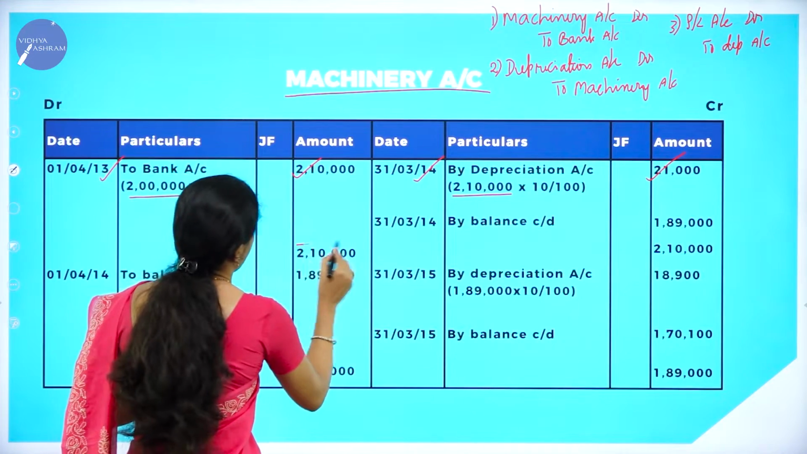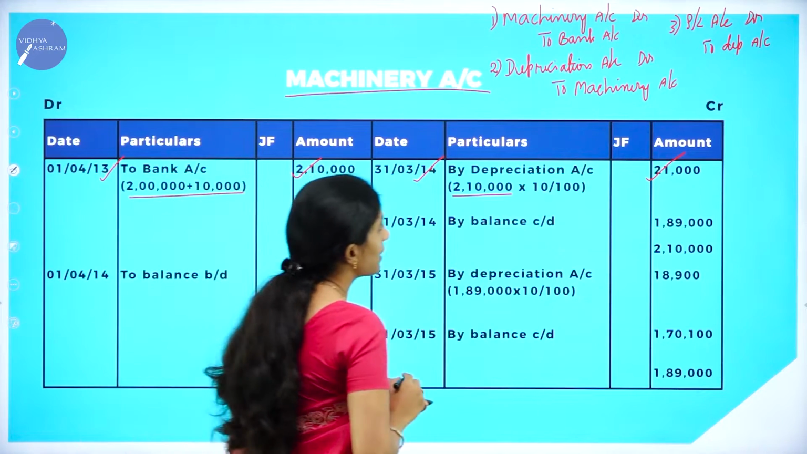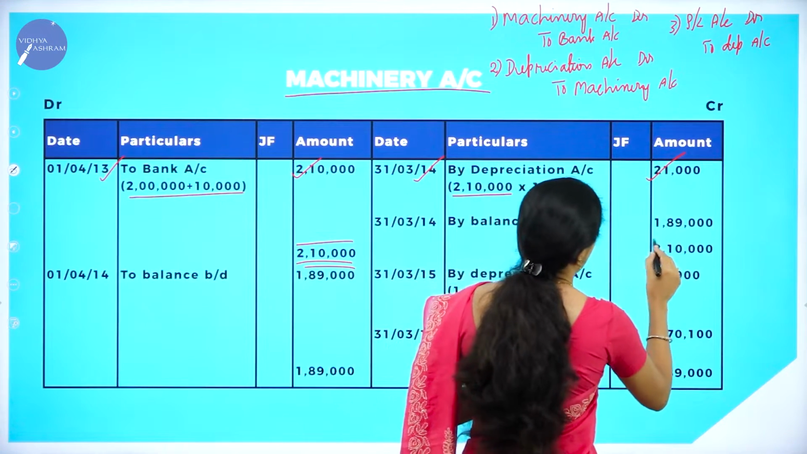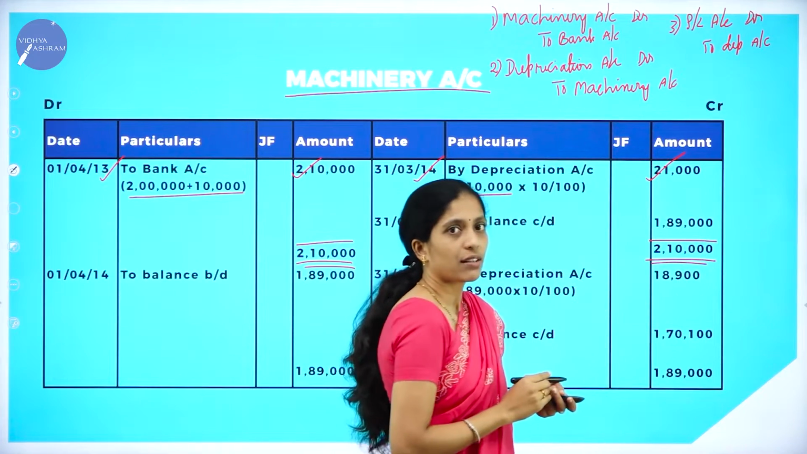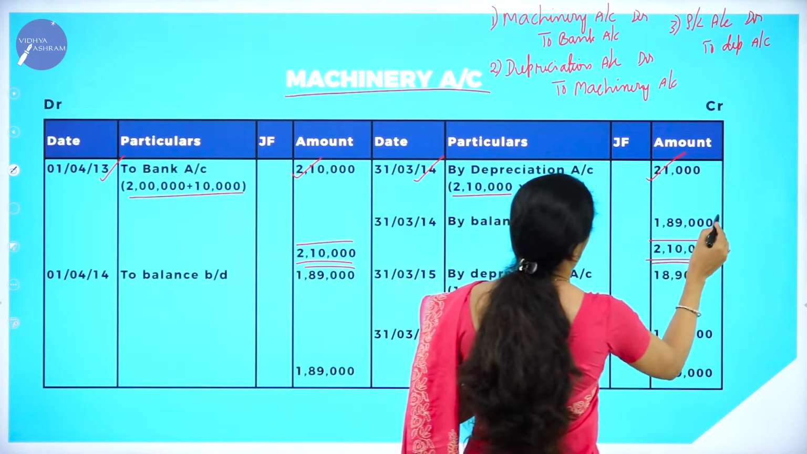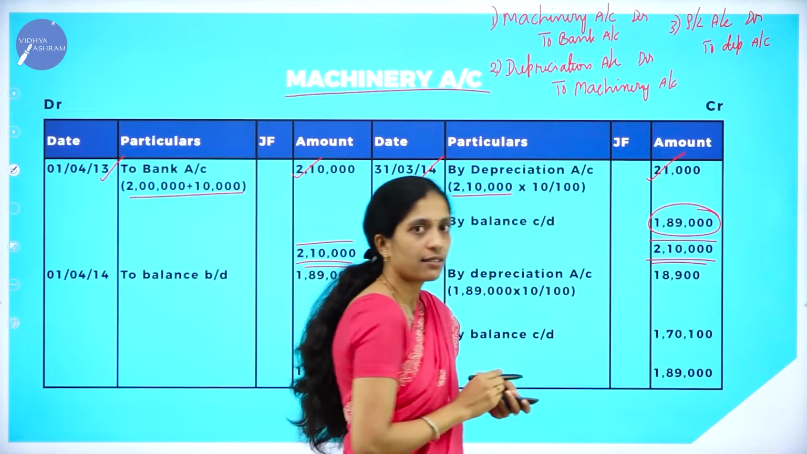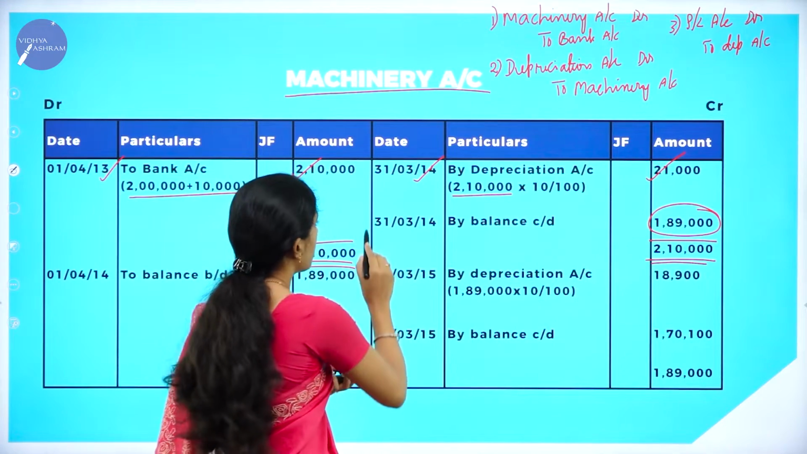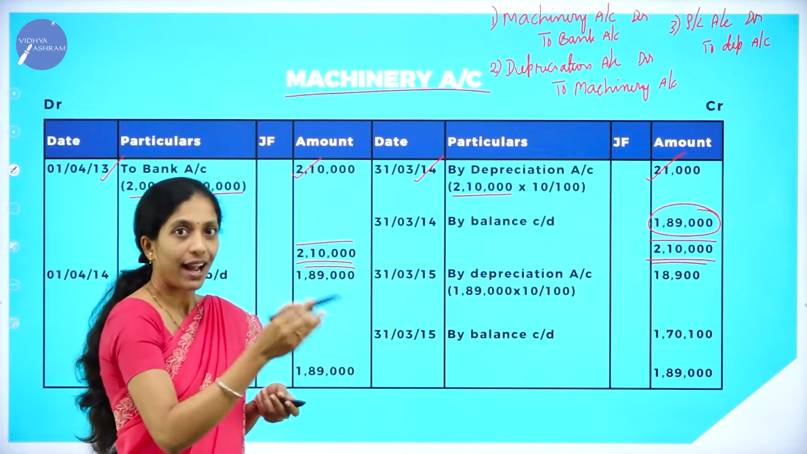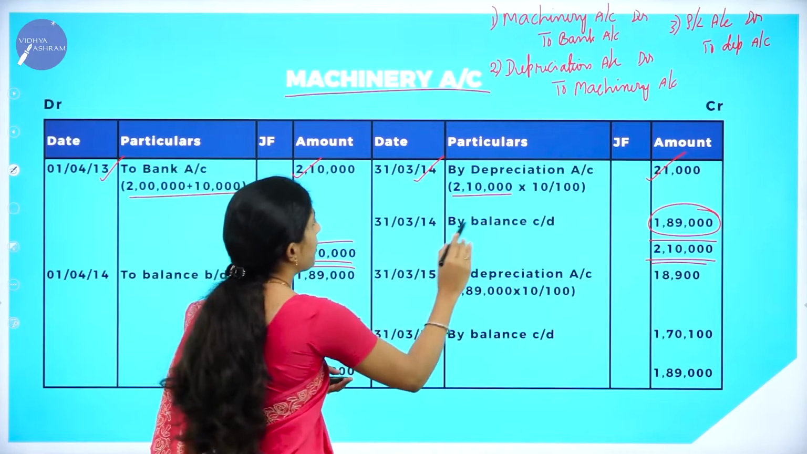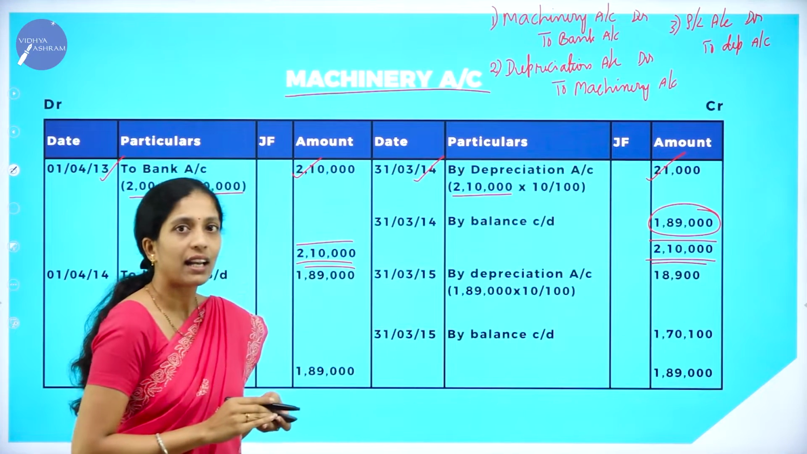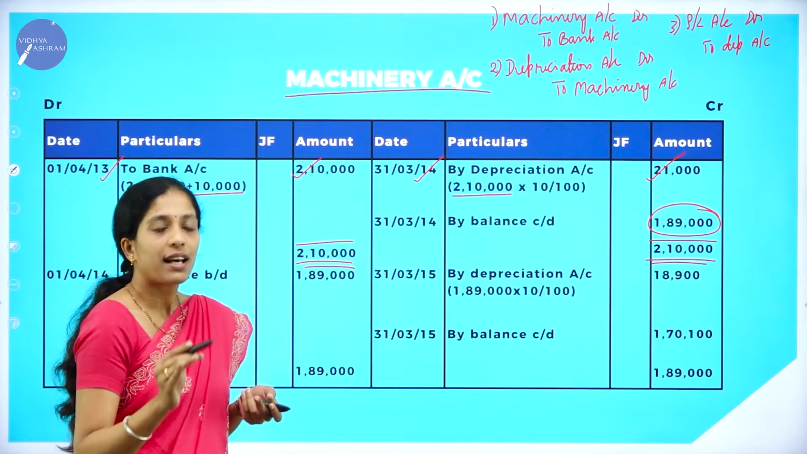Now in the debit side, it is 2 lakh 10,000, whereas in the credit side, we have only 21,000. So the balancing figure, 2 lakh 10,000 minus 21,000, will get the balancing figure of 1 lakh 89,000. So what is this? 31st-3/2014, we have to carry down that balance. It is the end of the financial year. By balance carried down 1 lakh 89,000. Now we are done with the first year.